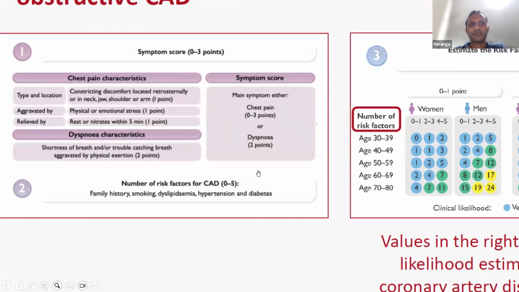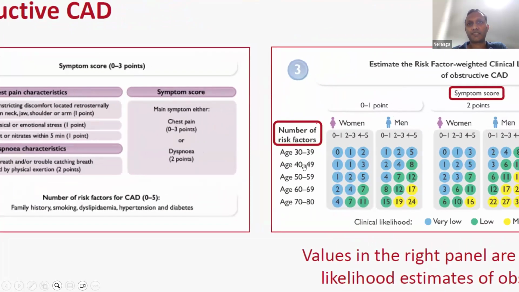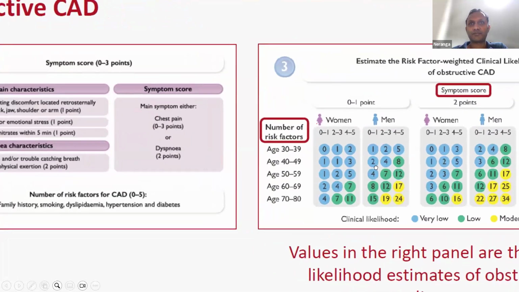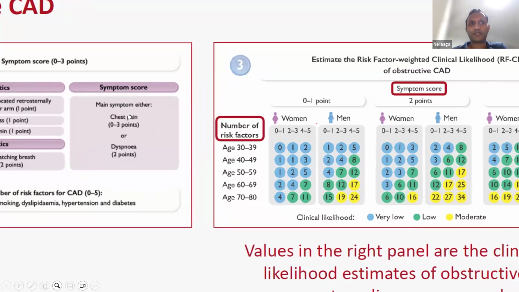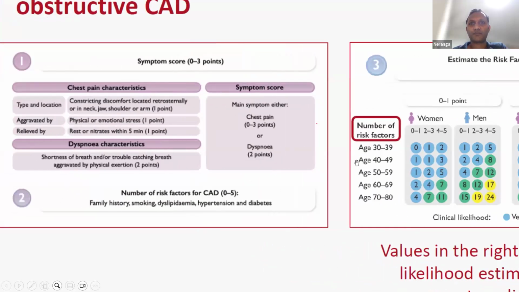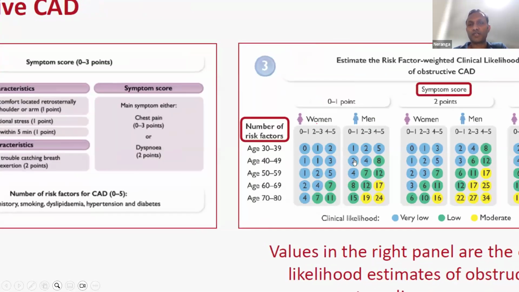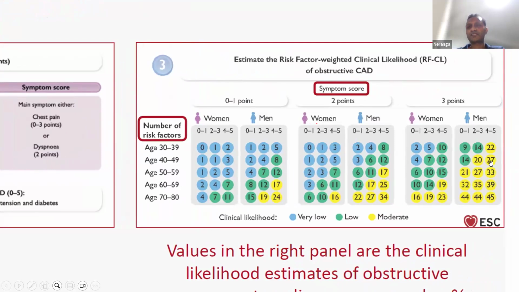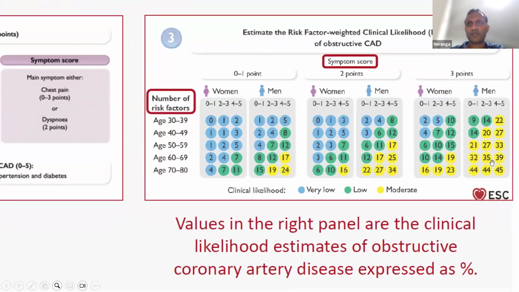Then the number of risk factors. There are 5 risk factors: family history, smoking, dyslipidemia, hypertension, diabetes. If all 5 are there, it is 5. Then take the age, suppose 42 years, and a male patient, 40 years male; you go to this category. If the patient has symptom score 1, only the location, then at age 40 a score of 0 to 1 gives 2. Suppose the same patient has symptom score 5, at 40 to 49 years, symptom score 5 means 27. With symptom score 4 you may not need to investigate further, but there are other things I'll discuss later. 27 is high risk. The maximum risk you can get is 45, the lowest is 0.